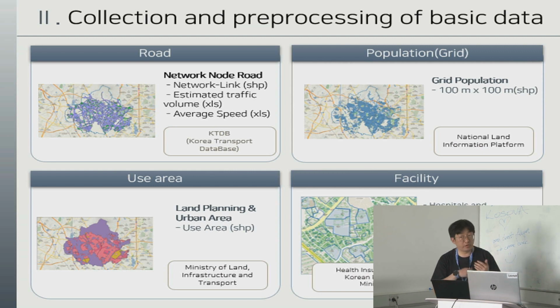To create the noise map, I obtained the network link shape, estimated traffic volume in Excel, and average speed from the KTDB, the Korean Transport Databases. I also used population in 100 by 100 meter grids, and use area from the National Land Information Platform. In Korea, industrial sites or residential areas are use areas; the land planning urban area use area is a shapefile. I also used hospitals, pharmacies, kindergartens, and more.